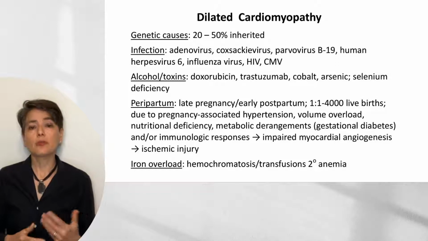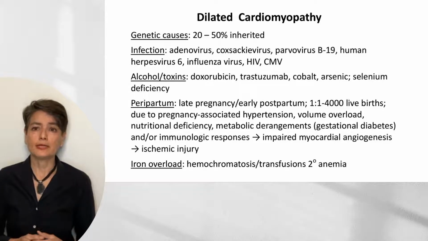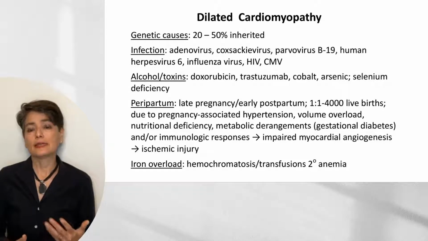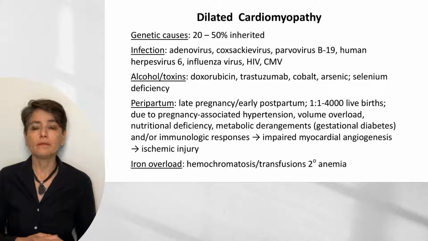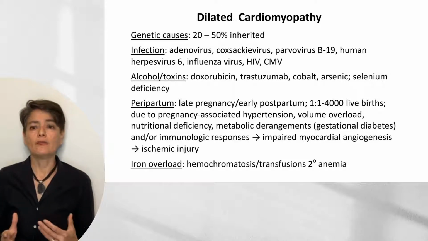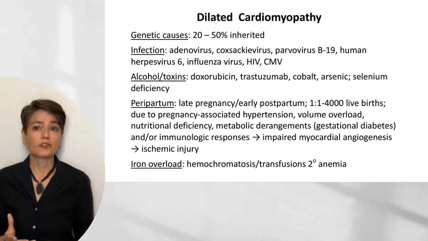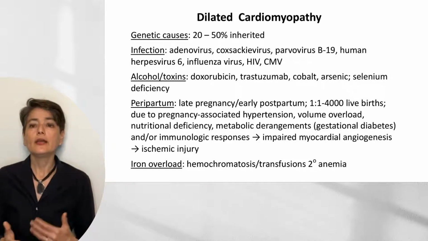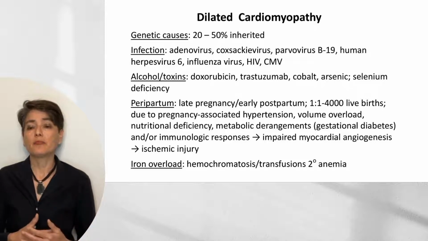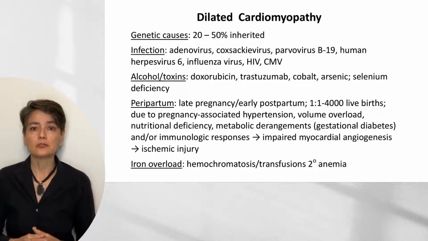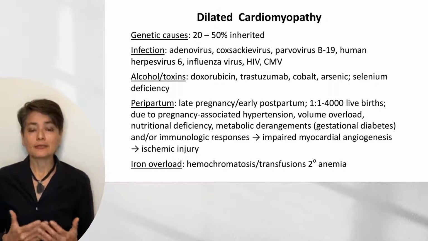Now, something that is an important consideration is peripartum dilated cardiomyopathy. It's seen in late pregnancy to early postpartum period and occurs in about 1 in every 1,000 to 4,000 live births. And when you consider the number of live births every year in the country, you can see that there will be a significant number of patients who may be facing this diagnosis. We're not sure of the exact etiology.